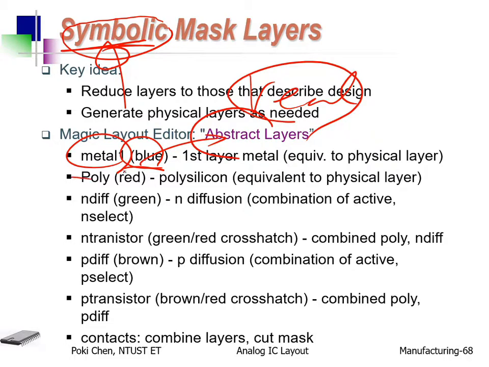Okay, so poly is red, N plus is green. But why does metal one need to be blue? Can it be yellow? Can it be red? Yes, as you like. We have something called a layer map table. Later I will show you. A layer map table maps the real layers to the abstract ones. Who is what? Which is what? According to the layer map table, you can tell all of them.